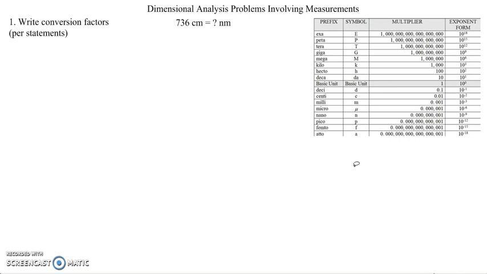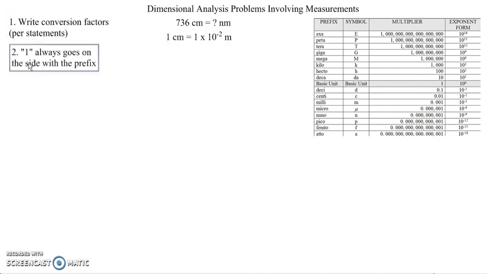If we do that, we notice that centi is times 10 to the negative 2. Notice that the 1 goes next to the prefix, and that's always going to be the case whenever we write any of these per statements or conversion factors. So the 1 goes on the side with the prefix. So we have a statement for centimeters. We need to do the same thing for nanometers.